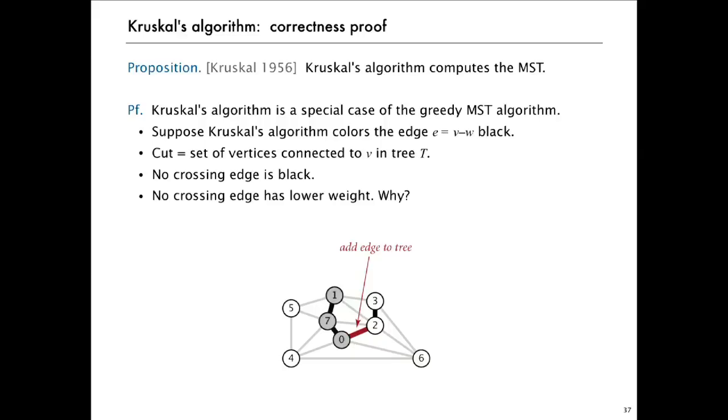And the other thing is that there's no crossing edge with lower weight than VW. And why is that? Well, we haven't examined any of those edges yet, and they're all longer because we're considering the edges in increasing order of their weight. So this new edge that connects V somewhere else is a crossing edge of minimal weight, and so therefore the algorithm always finds a cut and colors the crossing edge of minimal weight for that cut black, and it's an instance of the greedy algorithm.